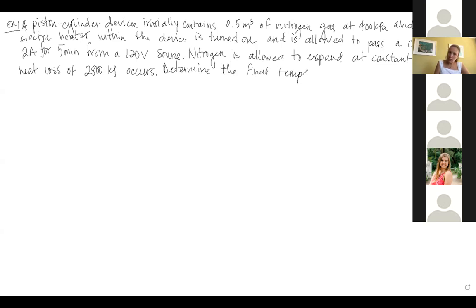Determine the final temperature of the nitrogen. A piston cylinder device initially contains 0.5 cubic meters of nitrogen gas at 400 kilopascal and 27 degrees Celsius. An electric water heater within the device is turned on and is allowed to pass a current of 2 amps for 5 minutes from a 120 volt source. Nitrogen is allowed to expand at constant pressure and a heat loss of 2,800 kilojoules occurs. Determine the final temperature of the nitrogen.